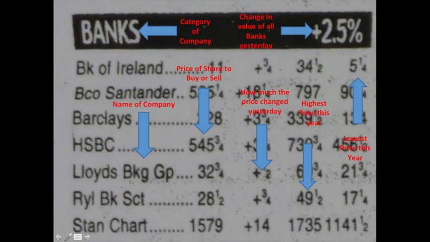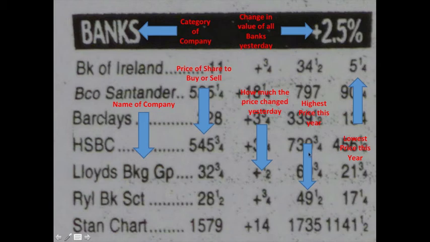The next column is the second column away from the names on the left. This tells you the change in price of the share over yesterday's trading. So we come down here to Royal Bank of Scotland. It gained 3/4 of a penny. Standard Chartered went up by 14 pence.